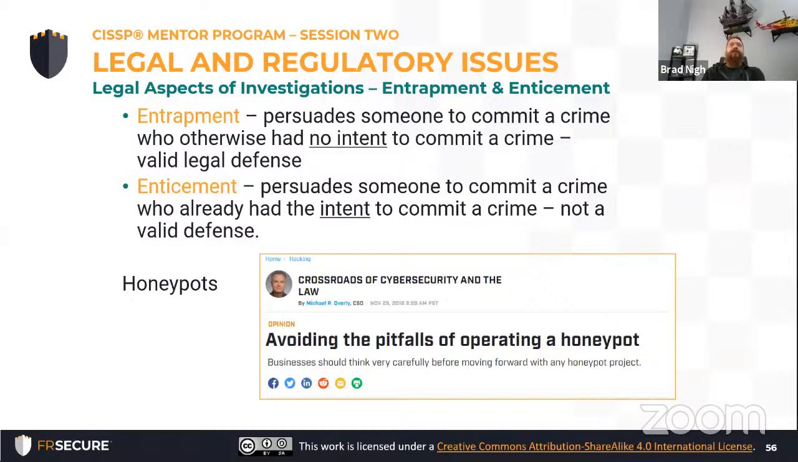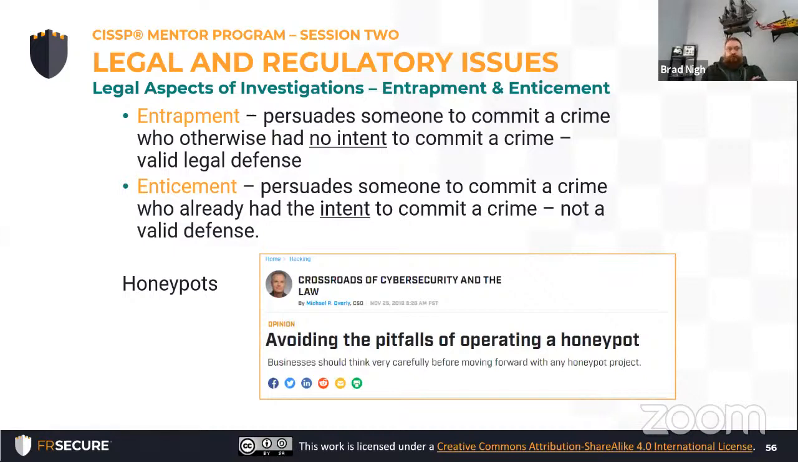Enticement is, yeah, they were probably going to commit that crime, so you just made it easier for them, and that's not a valid defense. So I enticed somebody to do something, or I trapped them into doing something. So entrapment, no intent. Enticement, intent.